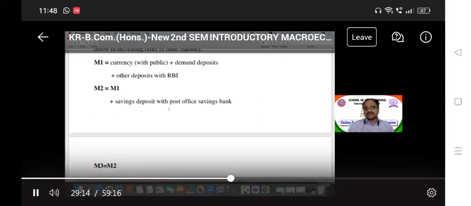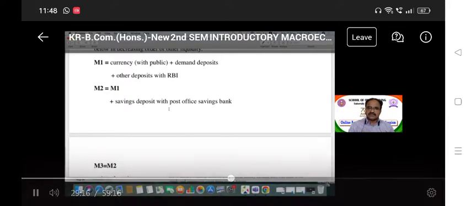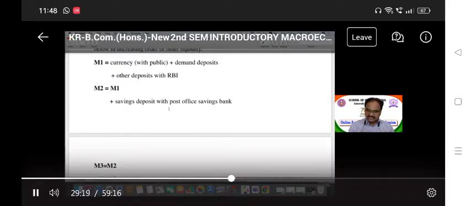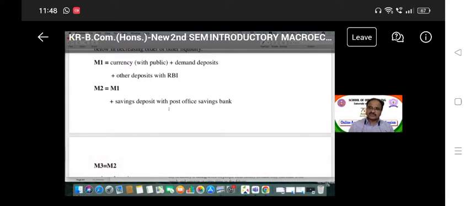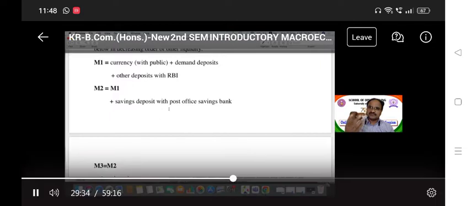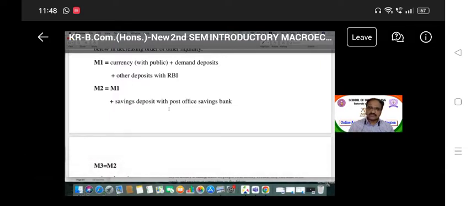M2 is equal to currency, demand deposits, other deposits with the RBI, plus savings deposits with post office savings banks. Nowadays post offices announce different schemes: fixed deposit, term deposit, life insurance, minimum investment scheme, different deposits. What is the purpose? The post office banks mobilize the savings. Why do they mobilize savings? They give an interest rate to the public.